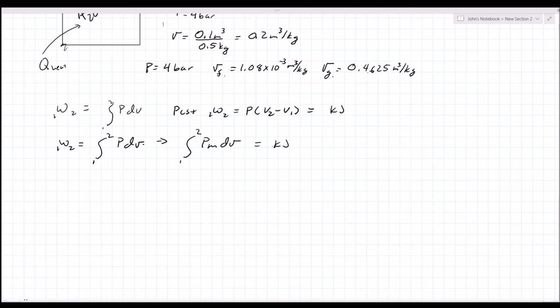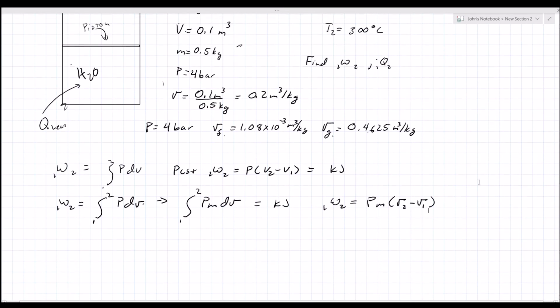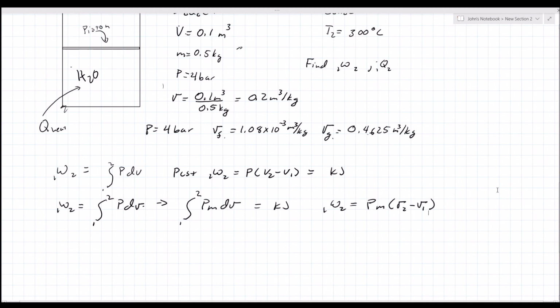Okay, well, like I said earlier, because it's a piston, pressure is going to remain constant, and the mass is constant because I'm in a closed system. So I get the work from 1 to 2 is equal to the pressure times the mass times V2 minus V1. Now, what is V2? Well, V2 is the specific volume of water at 300 degrees Celsius and at a pressure of 4 bar.